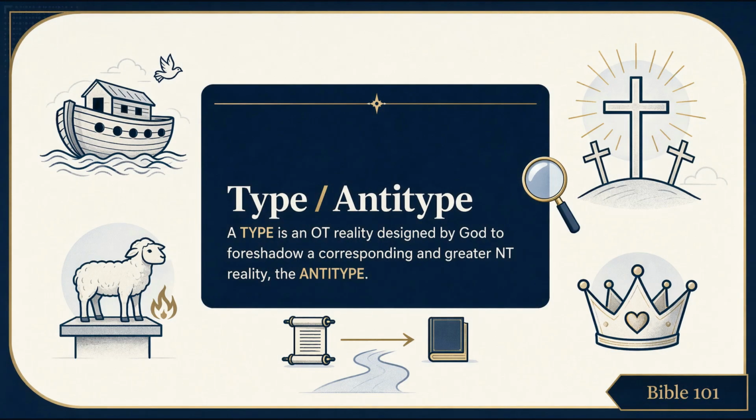Okay, here's the deal. A type is a real historical person, event, or thing from the Old Testament. But, and this is the crucial part, it was intentionally designed by God to be a preview, a foreshadowing of something bigger and better that was coming in the New Testament. And that bigger, better reality, we call that the antitype.